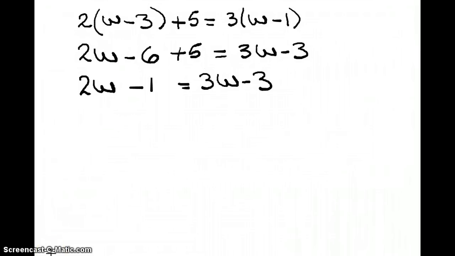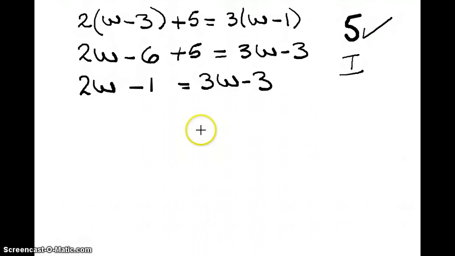As you can see here, I've already started a problem, and I've simplified by using the distributive property, and I've isolated my variable. I've combined like terms, and so now I'm left with 2w minus 1 equals 3w minus 3. And so my next step is to isolate. Which do I do first, since I have a w and a number on one side, and a w and a number on the other side? I want you to think about this.